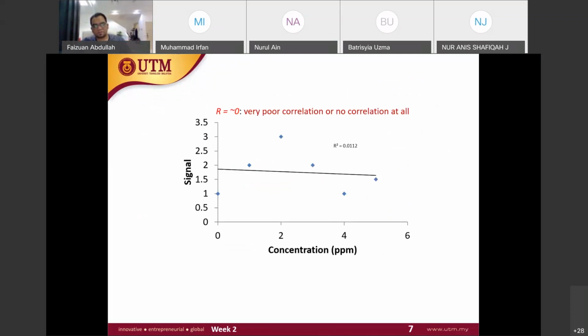Right, sorry, this is a very poor one, right? Points are outside of the line. So the R square is equal to 0.0112. So this is very bad.